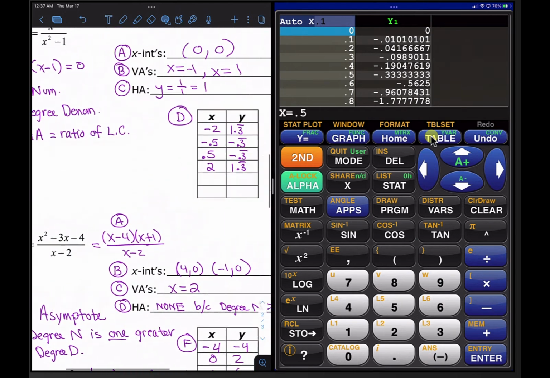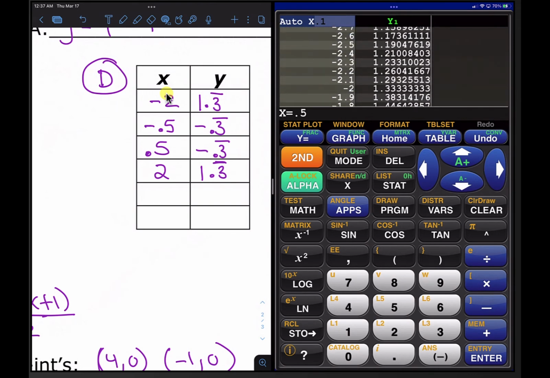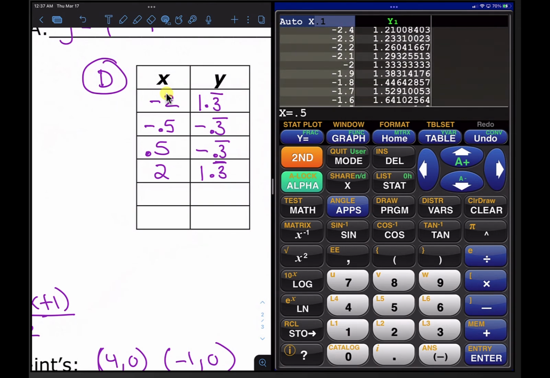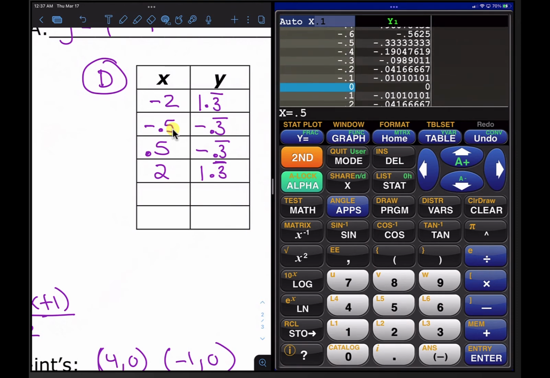All right, so let's go back to the table, and what are the values that we were looking for? We're looking for x equals negative 2. So we'll just scroll up until we see negative 2. And here in the table, when x is negative 2, y is 1.3 repeating, which is what we have here. We chose x equals negative 0.5. And there's negative 0.5 for x, and the y value is negative 0.3 repeating, which is what we have in the table.